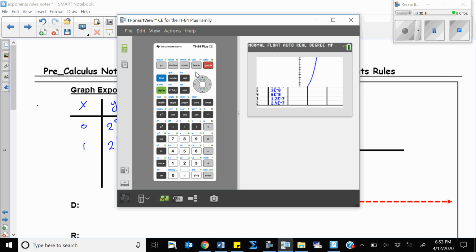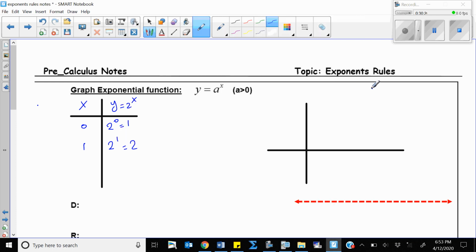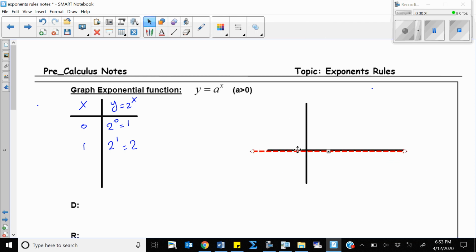That's why the graph always looks like this. It doesn't pass y equal to 0. This means we have an asymptote here. I already have the line, so I'm going to move that here. This is the asymptote that I have. I'm going to call that y equal to 0.